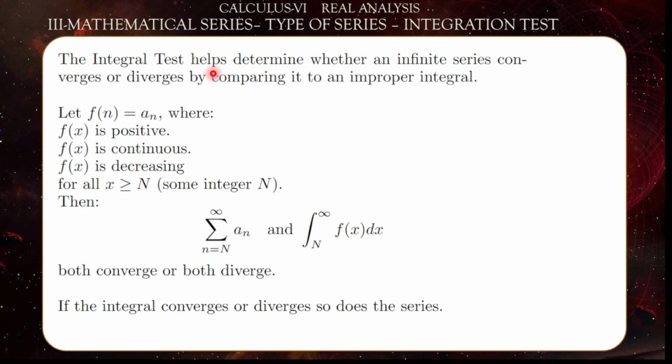Integral test. The integral test helps determine whether an infinite series converges or diverges by comparing it to an improper integral. So let f of n be equal to an, where f of x is positive, continuous, and decreasing as well for all values of x greater than or equal to N, where N is some integer. Then sigma from n equals N to infinity of an and the integral from N to infinity of f of x dx both converge or both diverge. So this is why the integral test works.